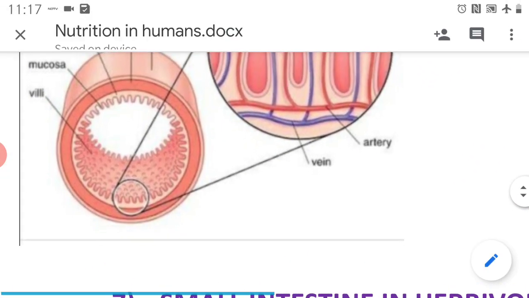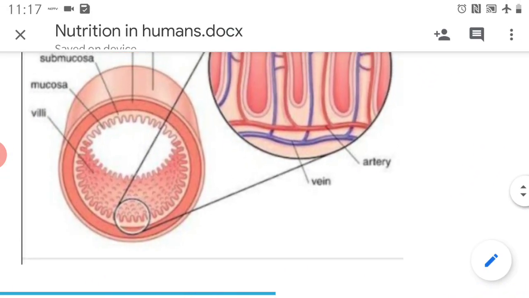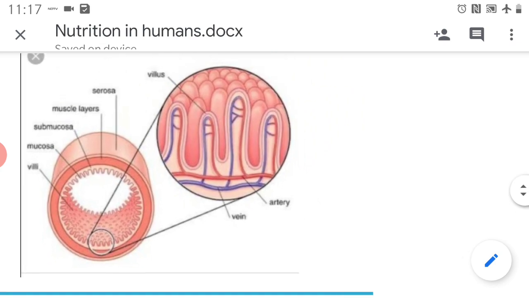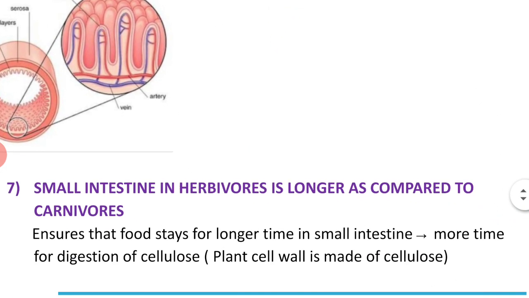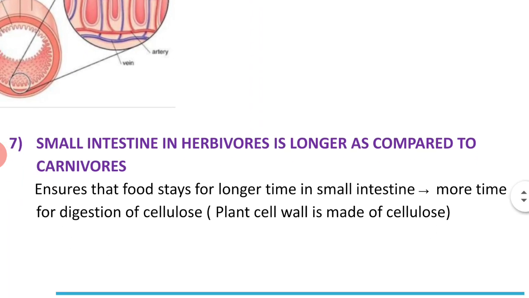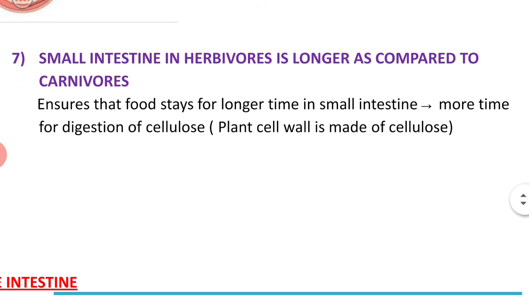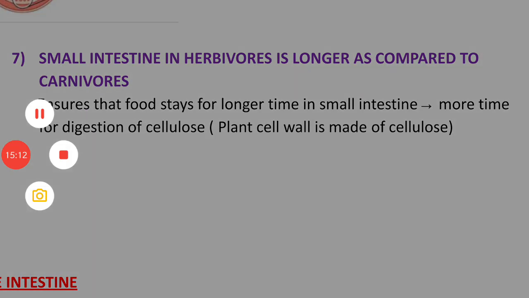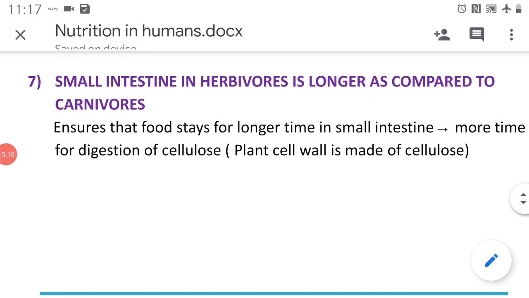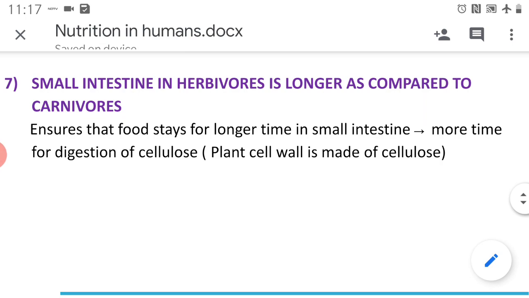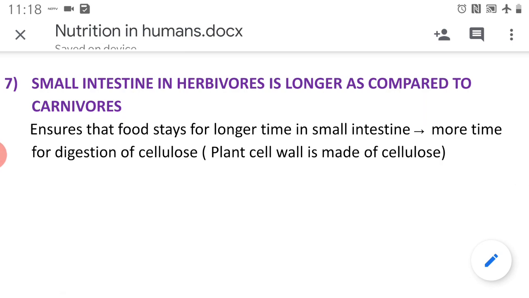One more diagram to make it clear. The inner wall of the small intestine contains numerous finger-like projections, and the function of it is to increase the surface area both for digestion as well as absorption. The small intestine in herbivores is longer as compared to carnivores. This is a very important question, and villi is also very important.